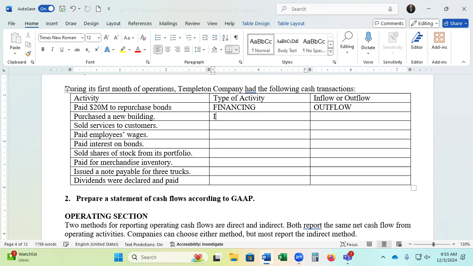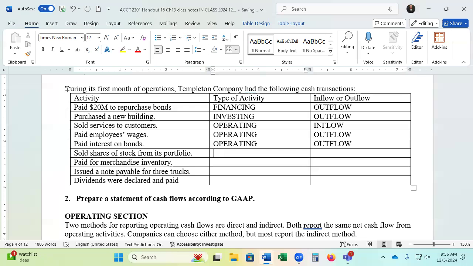Purchased a new building would be investing. And that would be an outflow. Sold services to customers would be operating. And this would be an inflow. Paid employee wages would be operating. And this would be an outflow. Paid interest on bonds would be operating. And this would be an outflow.